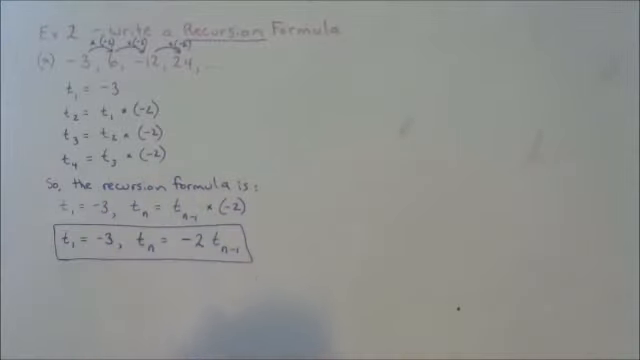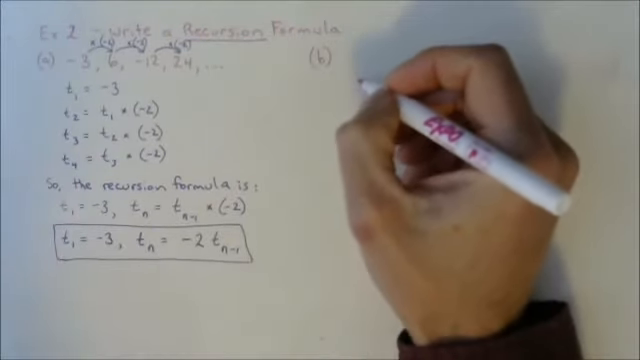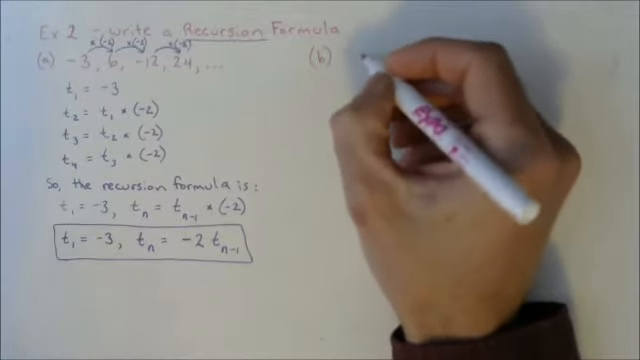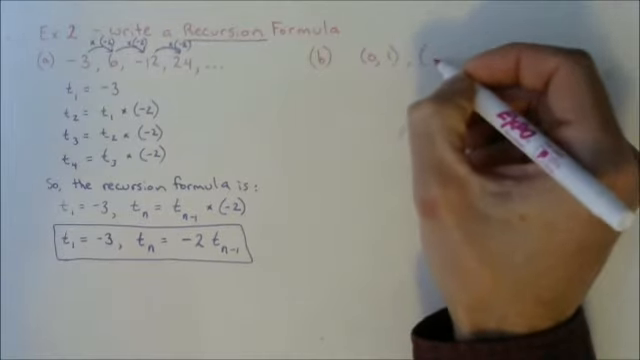And there is our recursion formula for example 2a. In example 2b, you are given just a graph of points that are plotted. I'm just going to jot down the points that you have because I don't have a picture of a graph here.